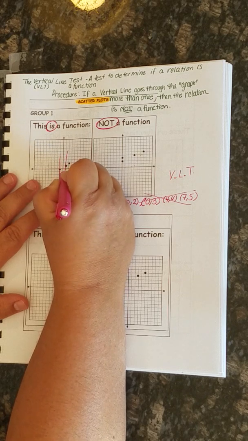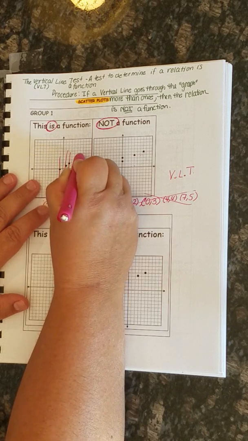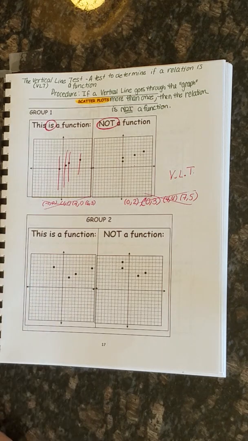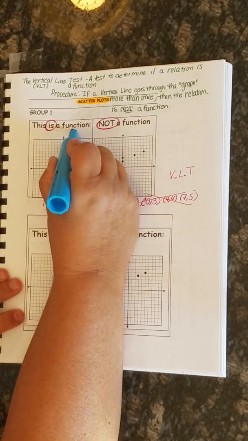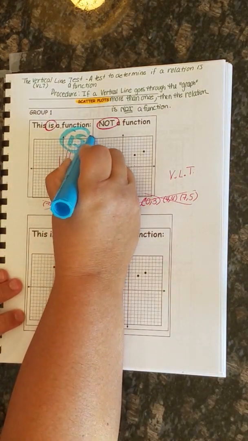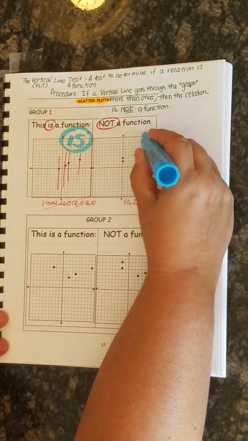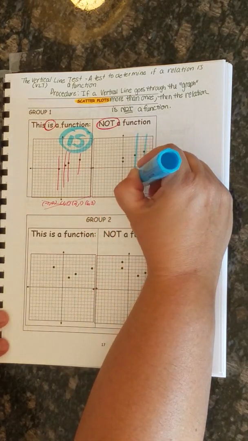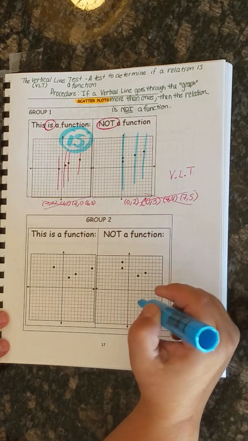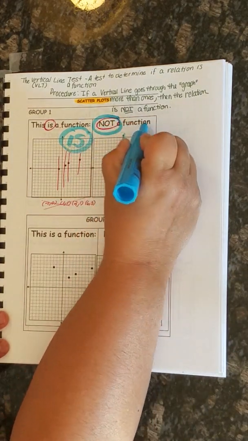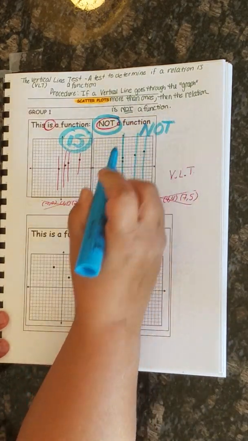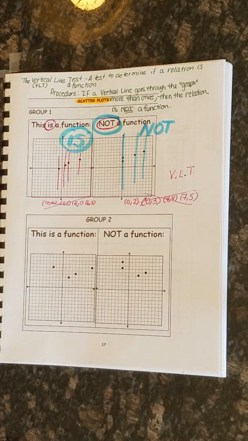Make yourself do a vertical line test. One time, one time, one time, one time. So this absolutely is a function. And this one, oh, one time. Oh yeah, one time. Whoopsie, that's 2 times. That's why this one is not a function. See, it's pretty easy to determine with a vertical line test if something's a function or not.